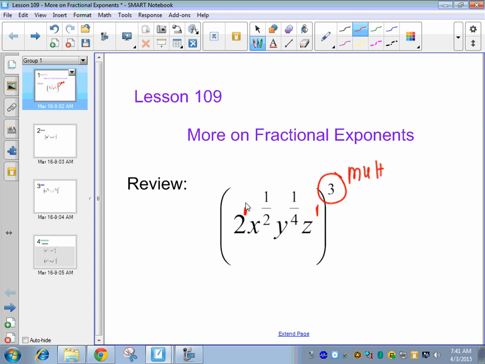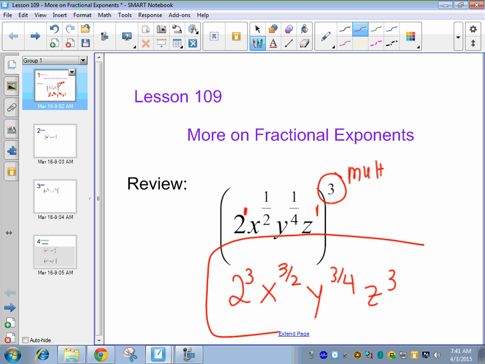Okay. And it multiplies this exponent. So the 2 really has an exponent of 1 on it, and we're just going to multiply it to the exponent. So this would be 2 cubed. And then the 3 multiplies to this exponent, so it would be x to the 3/2. And then the 3 multiplies to this exponent, so it would be y to the 3/4. And then the 3 multiplies to this exponent, so it would be z cubed. And that would be your answer, or you could put 8 probably right here.